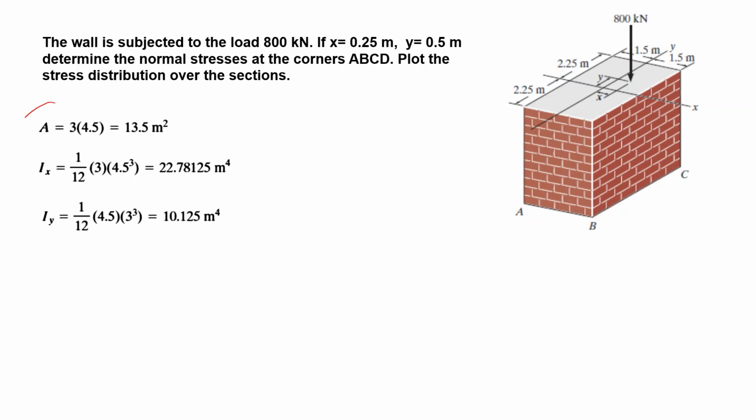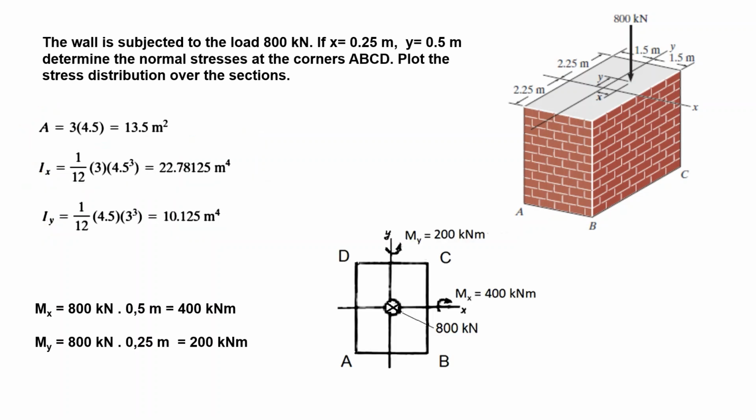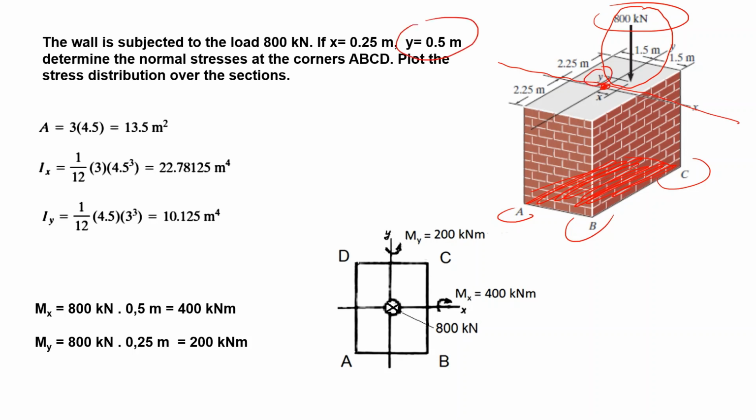Let us calculate the area of the section, the moment of inertia around the x-axis and around the y-axis. These are numerical values we need for calculation. Let's try to determine what type of internal loads and moments are caused in this section A, B, C, D due to this 800 kilonewton force. We see that this force is not acting at the centroid. Let's take the x-axis, it has a distance y, which is equal to 0.5 meters.